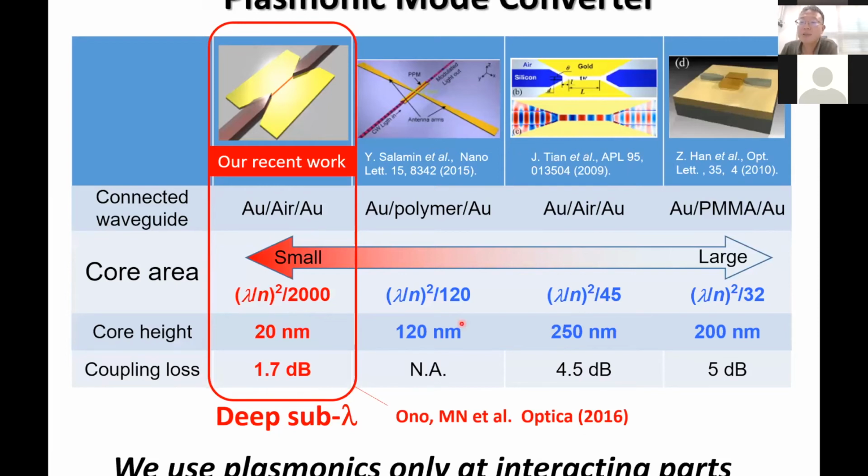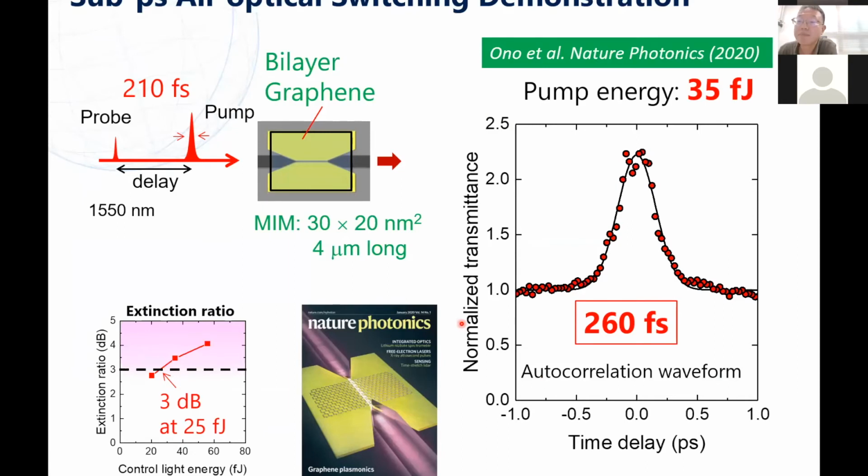So we performed the experimental demonstration of all-optical nonlinear gate operation by using the pump probe method. The resultant switching window is 260 femtosecond, and the pump energy is as small as 35 femtojoule. So we achieved sub-picosecond nonlinear gate operations.